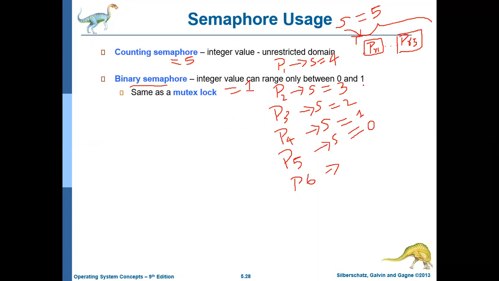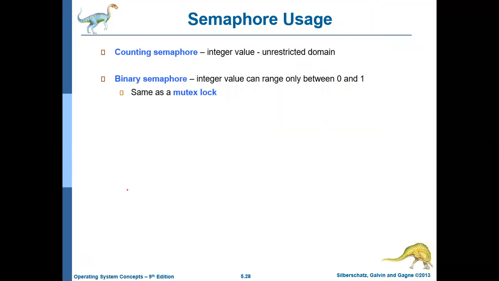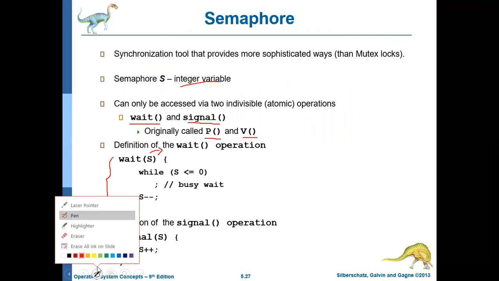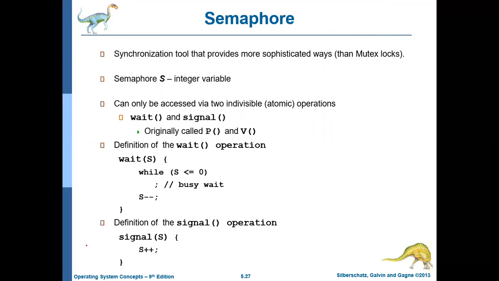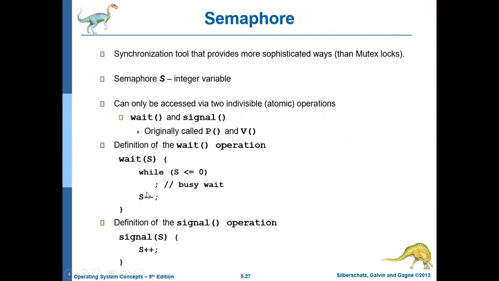So basically this is how the semaphore concept works. Now let us try to understand this particular code. Let us discuss it first for a binary semaphore. If it is a binary semaphore, what will be the value of S? Sorry, S will be 1. S will be initialized with 1.